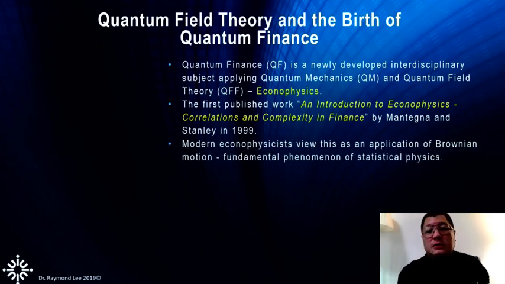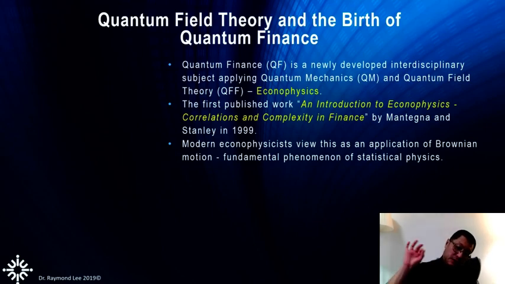And the model econophysicists view this as an application of Brownian motion. Okay, Brownian motion means something that cannot be measured, totally random, but it's not random. It's the funny thing. Seems to be random, but not random. And now we call this chaos theory. Okay. And some people will say this is a kind of statistical physics. In fact, physics has different types. Statistical physics means that they are using statistical theory to model some physical equations or physical phenomena.